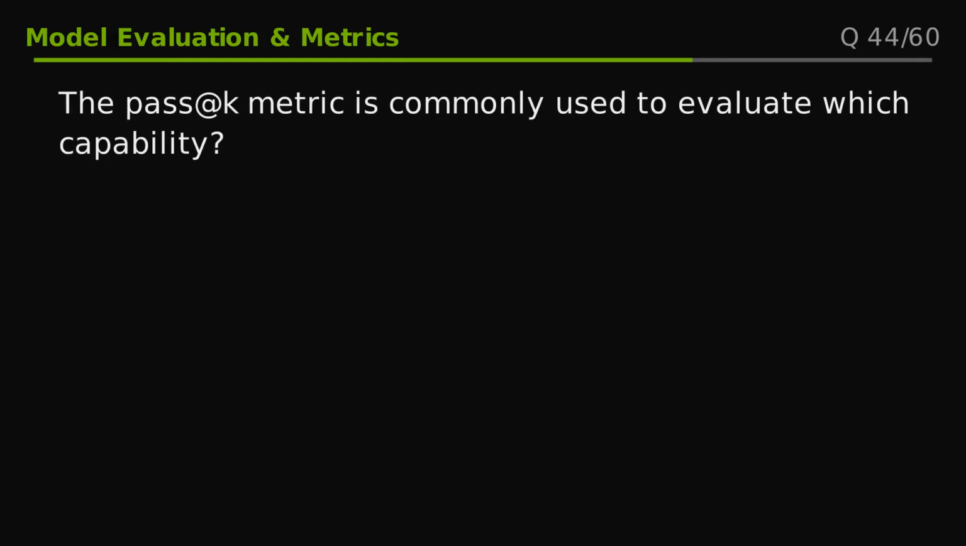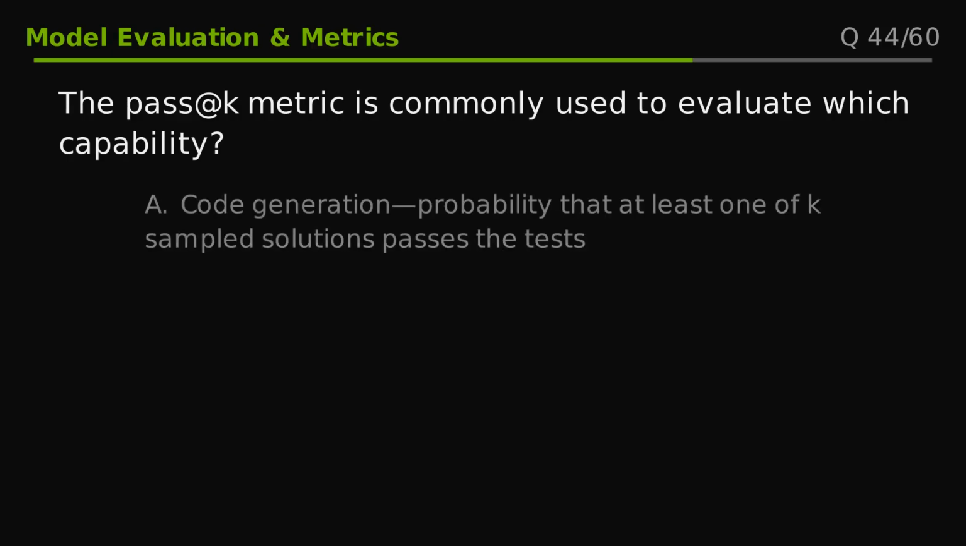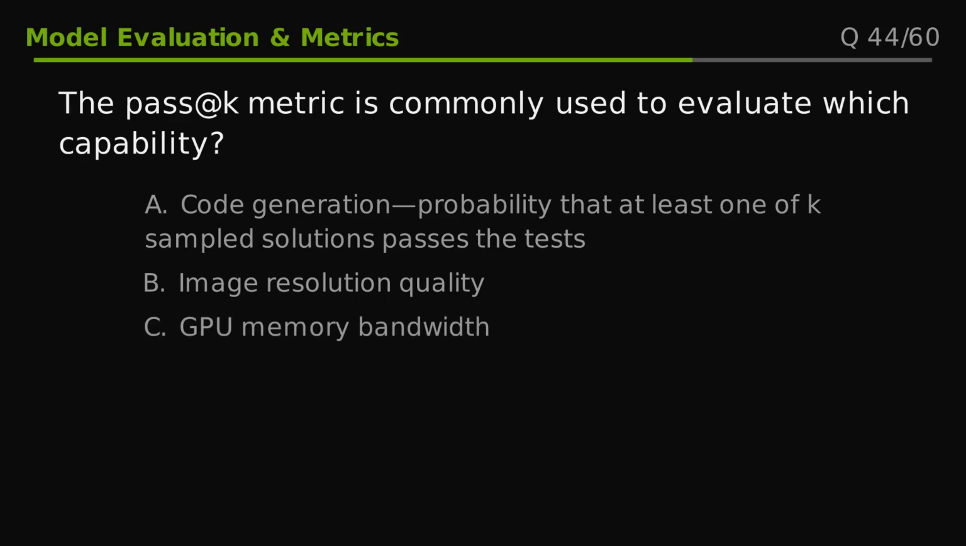Question 44. The pass@k metric is commonly used to evaluate which capability? Option A, code generation, the probability that at least one of k sampled solutions passes the tests. Option B, image resolution quality. Option C, memory bandwidth. Option D, vocalizer vocabulary size.